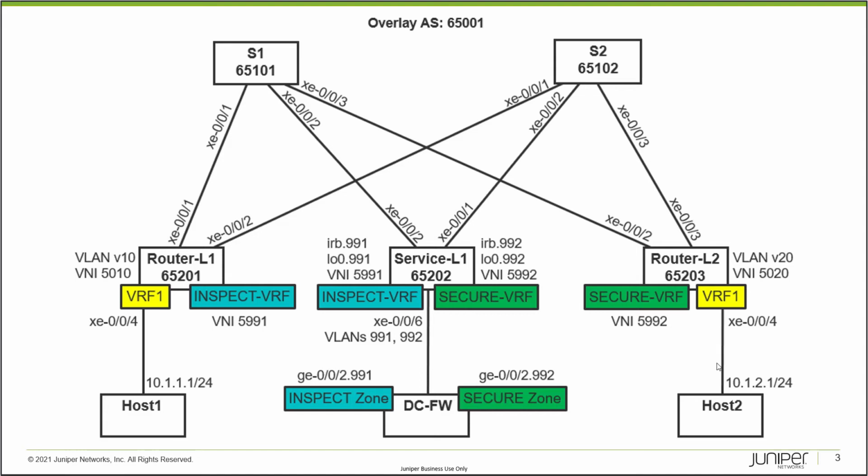Now, this is ERB. VRF1 is already configured, but we'll still take a look at things there. And again, host 2 is in a different subnet, different VLAN than host 1. Just something I want to point out. What we're going to focus on right now is the configuration of router L2. So let's go ahead and jump to the CLI of router L2 and get this going.